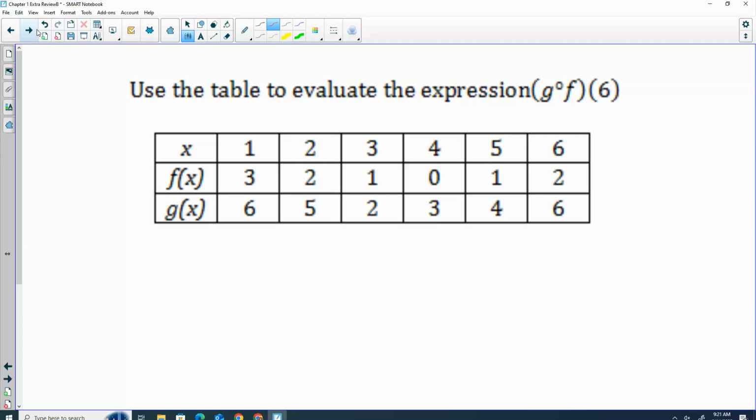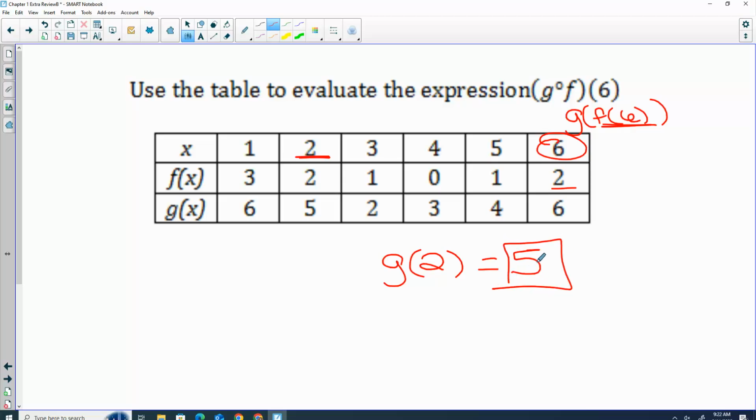Ask you to use a table to do a composition. We know with compositions, we start on the inside. That's kind of like the very last question you guys had here. So this is g of f of 6. Starting on the inside, what is f of 6? That's when x is 6, f is 2. Now we need g of 2. So when x is 2, g is 5. And that would be our final answer. So can we read those compositions?